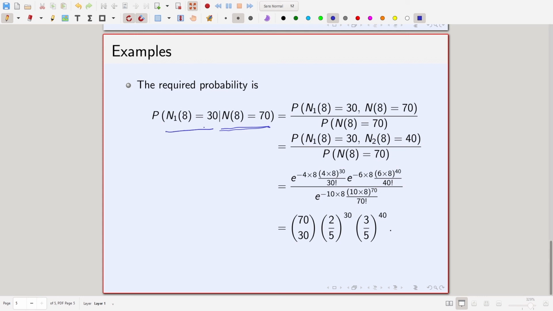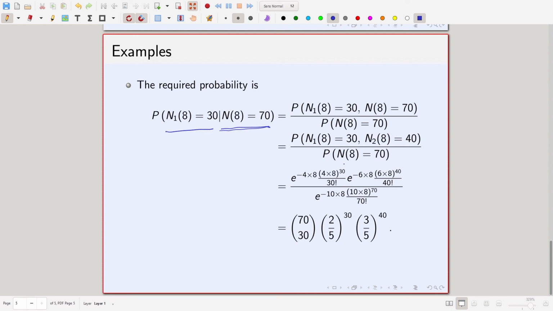So the number of female customers who came to the restaurant is 30. Now for conditional probability, we write down the formula. It is probability N18 equal to 30 intersection N8 equal to 70, divided by probability N8 equal to 70. Now if N18 equal to 30 and N8 equal to 70, then that's simply N18 equal to 30 and N28 equal to 40, right? Because if there were 70 customers and 30 were female, then obviously 40 were non-female.